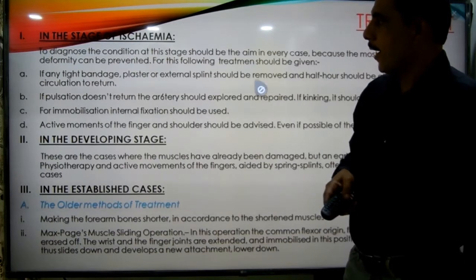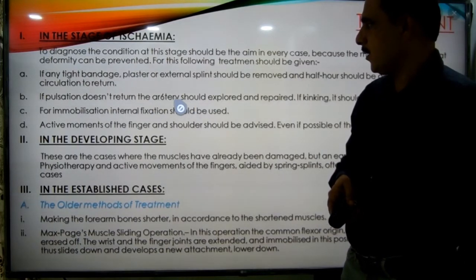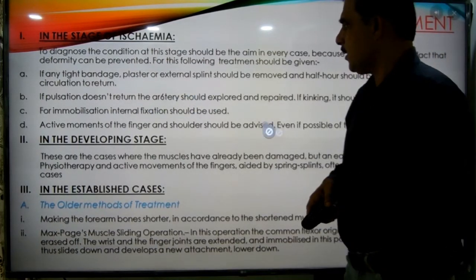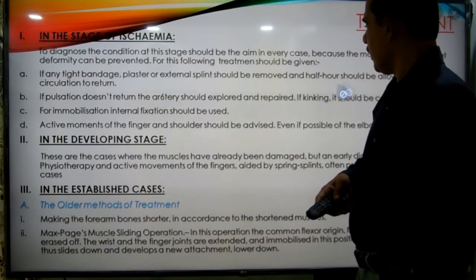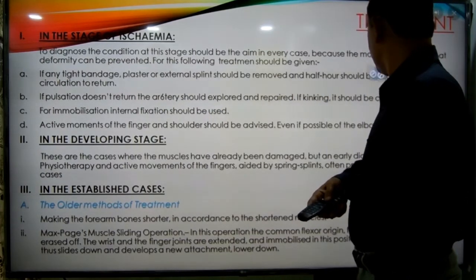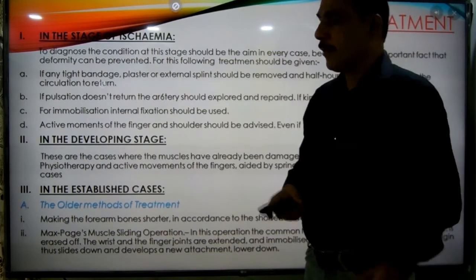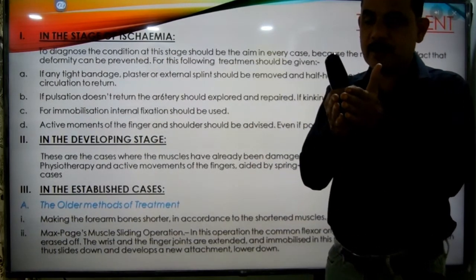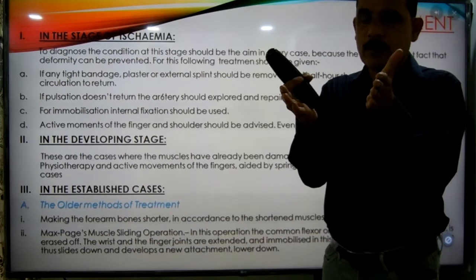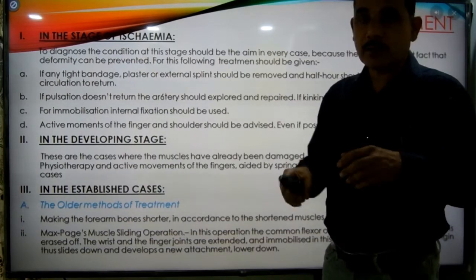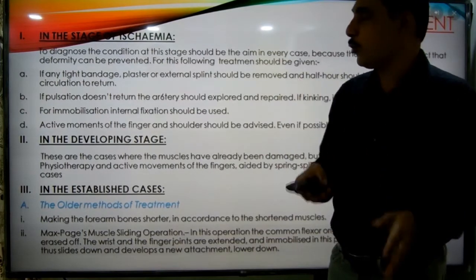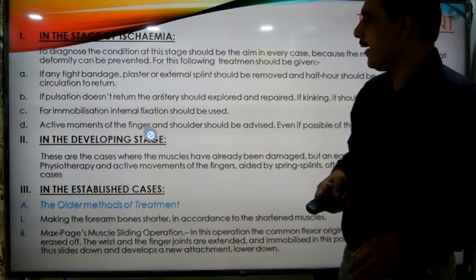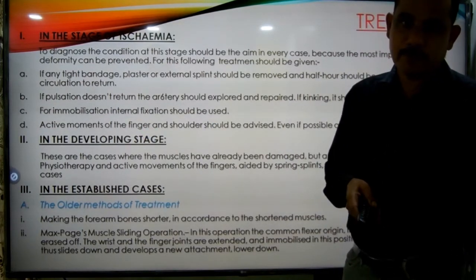Isn't it? And if pulsation doesn't return, the artery should be explored and repaired. The kinking should be corrected. If the artery is kinking, that kinking should be removed. Or if pulsation does not occur, you should explore the artery and examine it for laceration, kinking or whatever there may be. For embolization, internal fixation should be used.